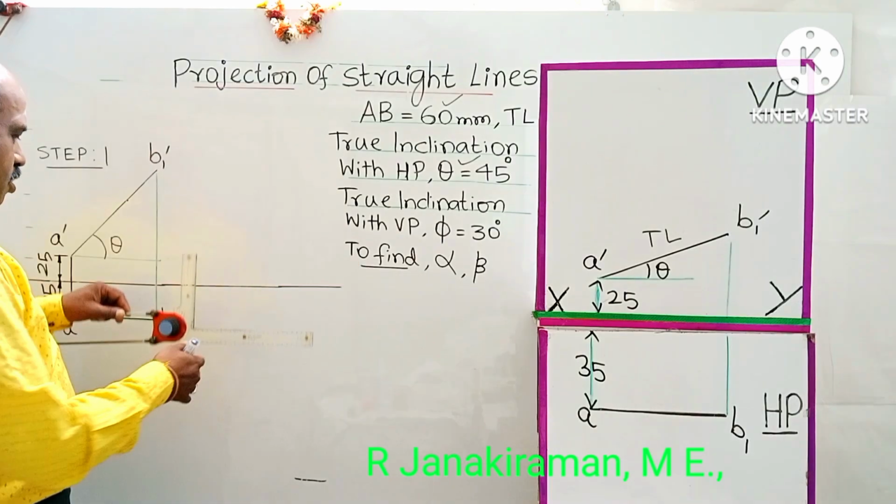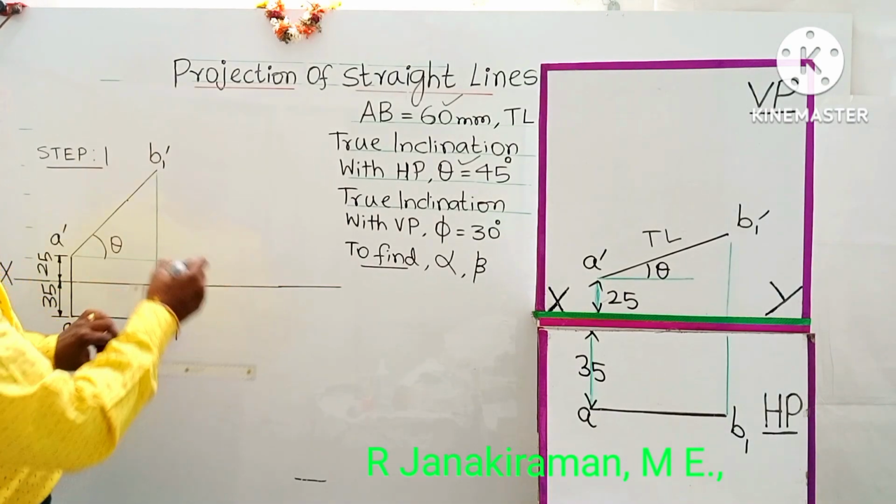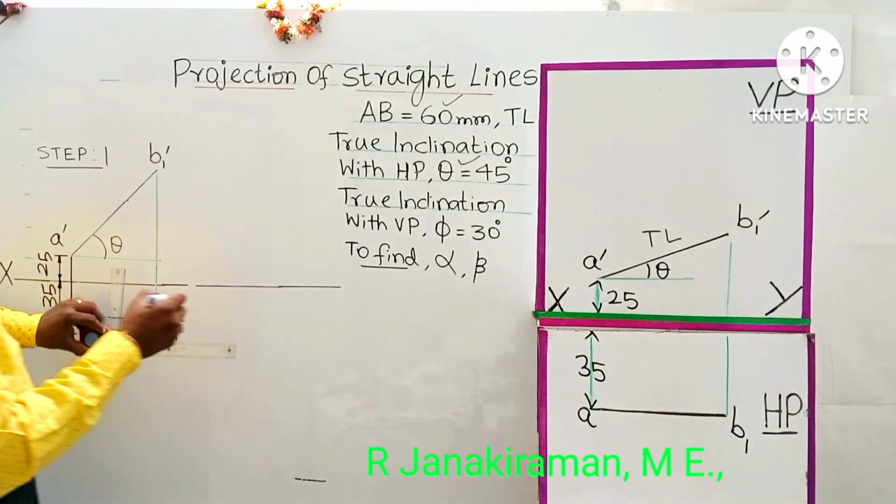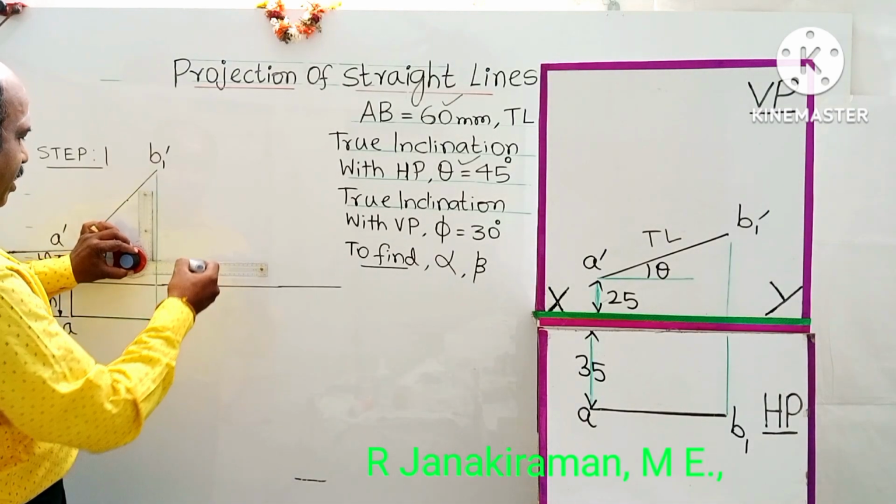So let me erase. The point A is located 25 mm above HP. The same distance you have to copy.